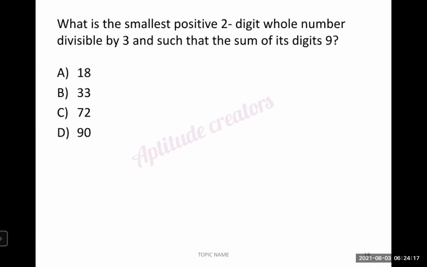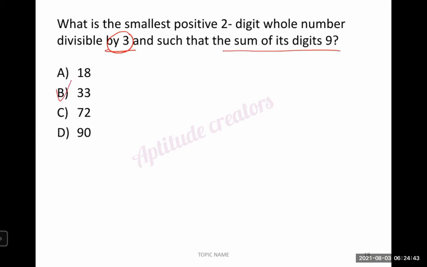Moving forward to next. What is the smallest positive two-digit number divisible by 3 such that the sum of the digits is 9? Here, what is the smallest positive two-digit number? The whole number is divisible by 3 and the sum of the digits is 9.